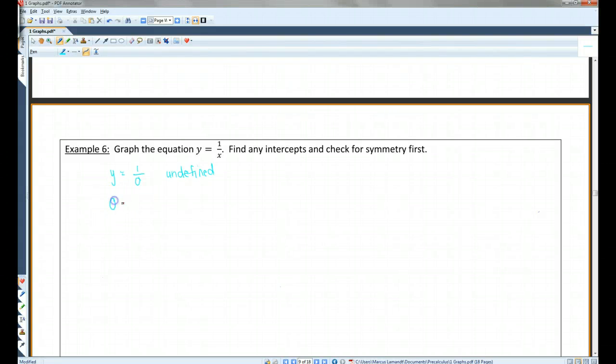If you plug in 0 for y, you end up with this, and multiply both sides by x, you end up with 0 equals 1. So there are no intercepts.